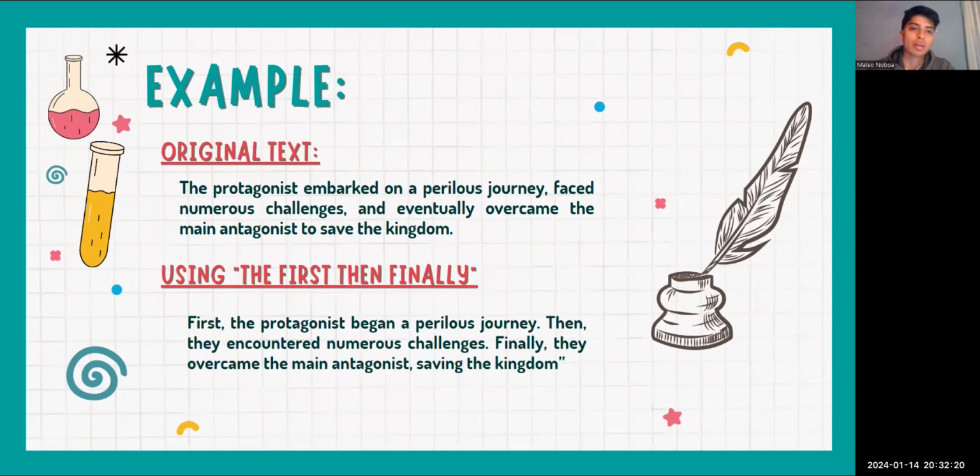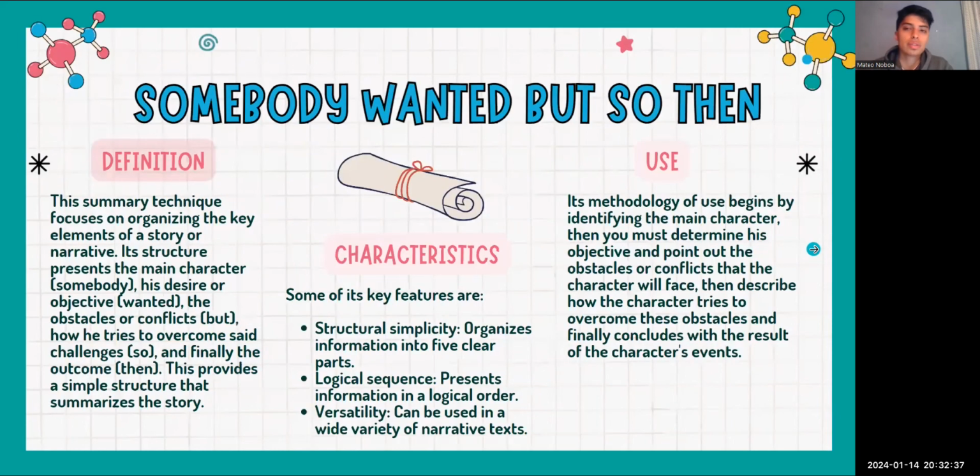Okay, we've got an example about this strategy. We can see the original text, and the text is talking about a kind of journey, and we can see the paragraph after using the first, then, finally technique. That is pretty summarizing. Well, let's continue. We've got the second strategy, called somebody, wanted, but, so, then.